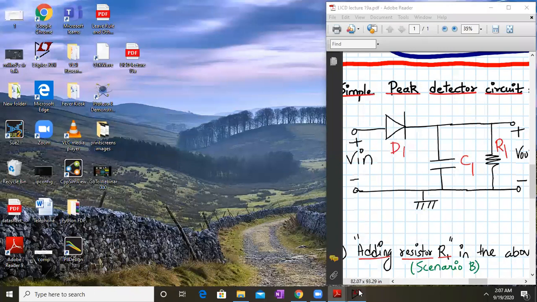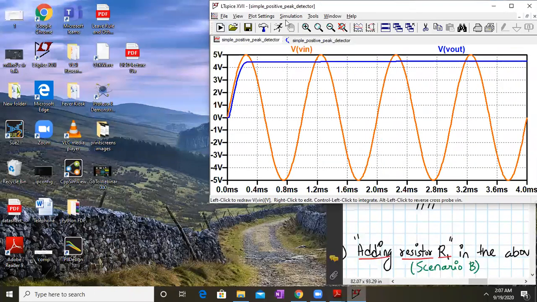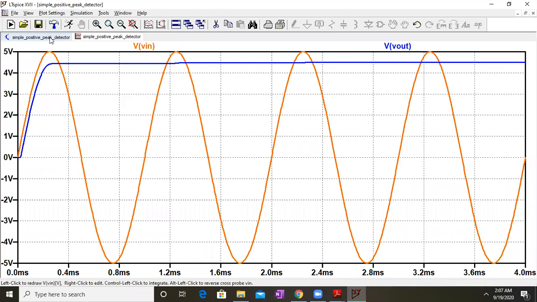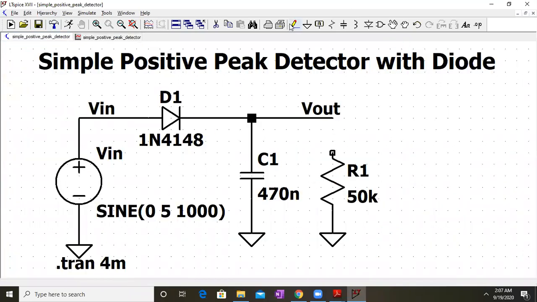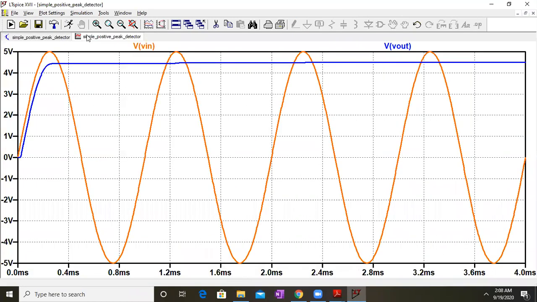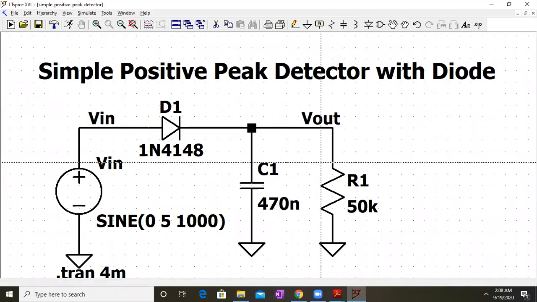Okay, so let me open up LTSpice. And now we will try to put this resistor back. Here the discharging time constant, if you calculate, is 50k into 470 nano, right? Yeah, nano. So the time constant is coming out to be 23.5 milliseconds. That means the capacitor voltage will completely discharge at around 23.5 milliseconds.